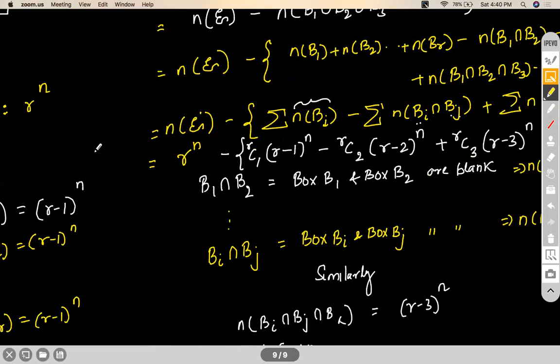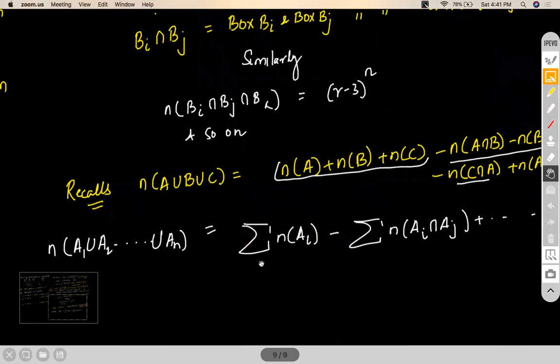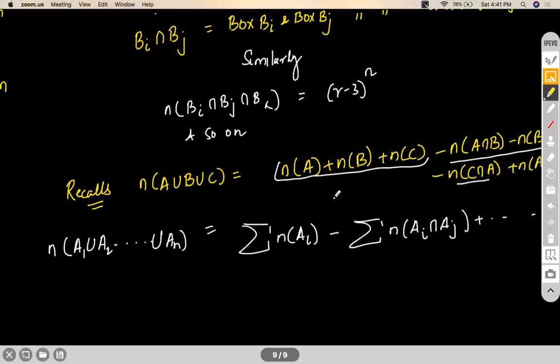Basically, this is what we call the principle of inclusion and exclusion. So this has come from this principle, which itself is the formula that you have learned in your sets chapter. This itself is called the principle of inclusion and exclusion. Let me write it down. Principle of inclusion and exclusion.